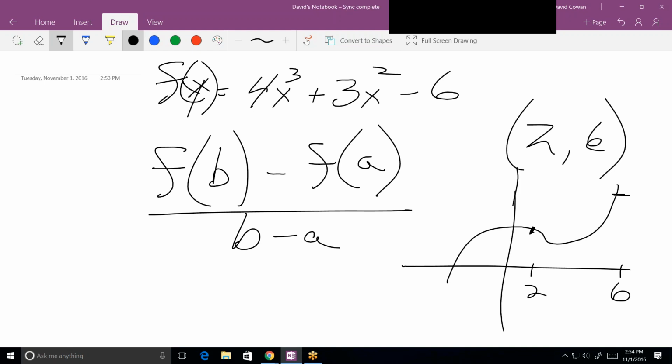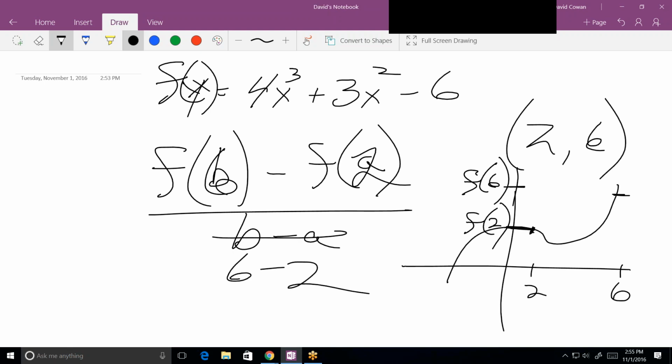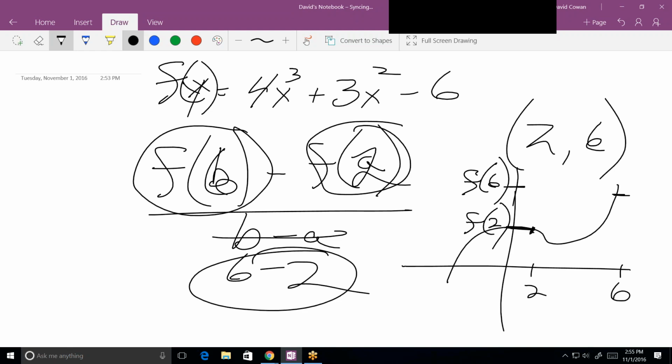Another important concept here is that this is f of 6, and that value right there is f of 2. So the rise is f of 6 minus f of 2, and the run is 6 minus 2. You know how to figure out what f of 6 is, right? Just plug in 6 for x, and plug in 2 for x. Subtract those two numbers and divide by 4. That's your average rate of change.